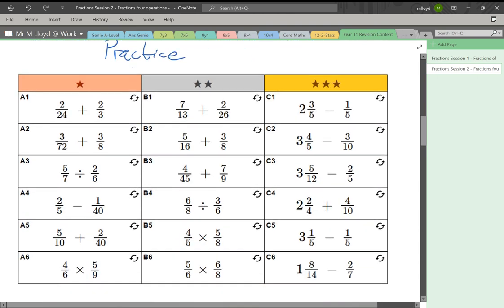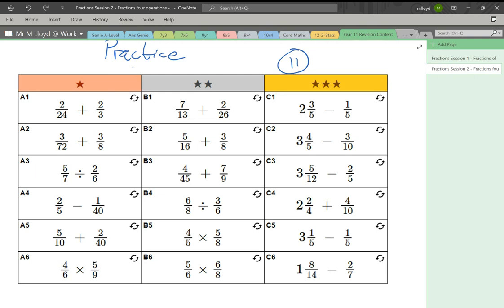Here are some practice questions. What I'd like for you to do is pause the video, have a go at them, take your time, do as many as you want, do have a go at some of these gold ones, they're quite challenging, and then hit play when you want to see the answers. Good luck.